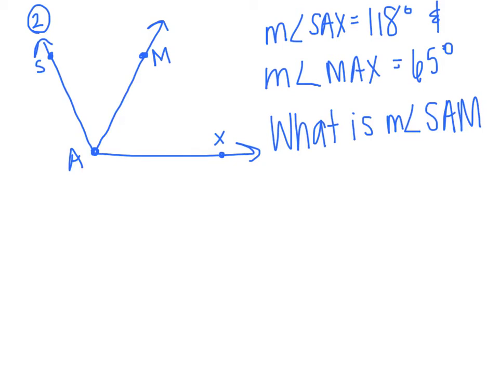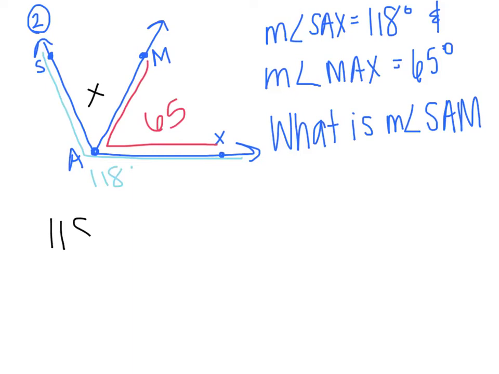All right, let's try this one. It says the angle SAX, which is this one right here, is 118 degrees. And the angle MAX is 65. What is SAM? So if we have 118, which is the whole angle, minus 65, because they are adjacent angles, this will work. 118 minus 65 is 53 degrees. So this angle is 53 degrees.